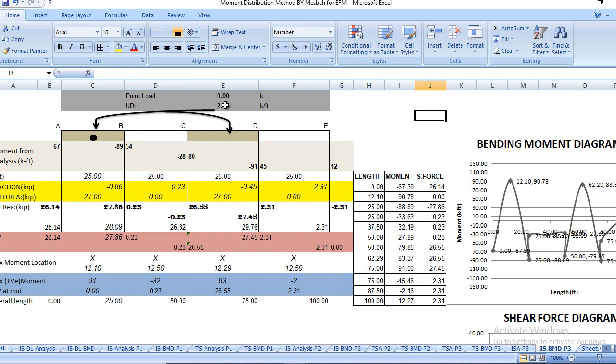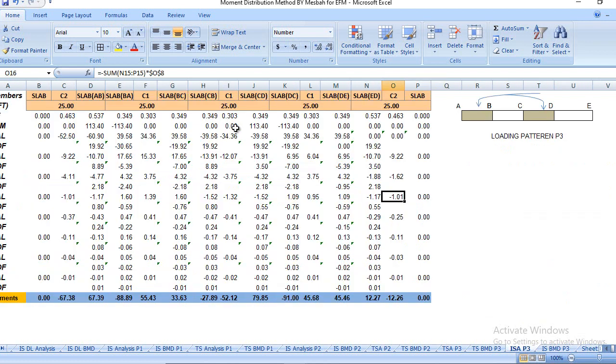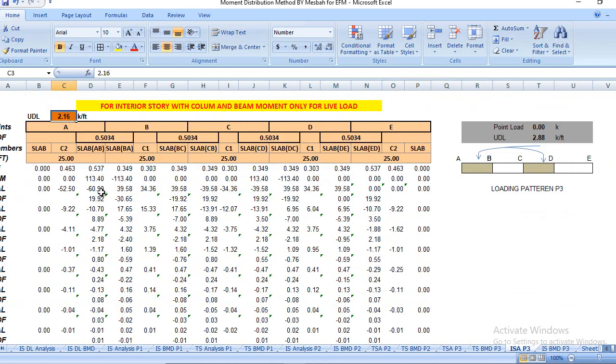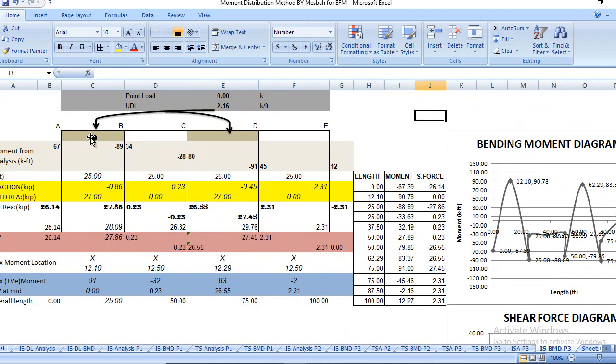We will consider 3/4 of that loading. Remember, here we have to consider 2.16. We are analyzing this structure, not considering 2.88, but 2.16, because this is another load pattern, that is P3. And now from this load pattern we got the maximum moment at this point and at this point, clear. Sorry, at this point only, in AB and DE. Because if this loading is reversed, we have a load here and similarly leave this empty, and a load here, so we will get the maximum moment here. So that moment will be transferred here as well.